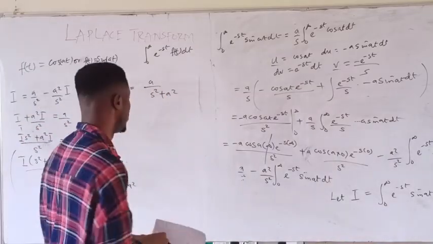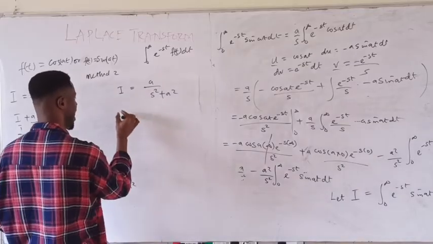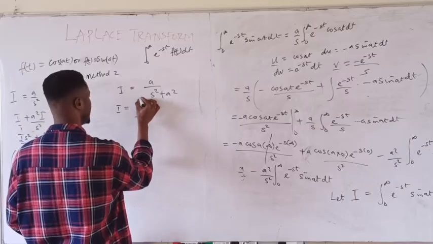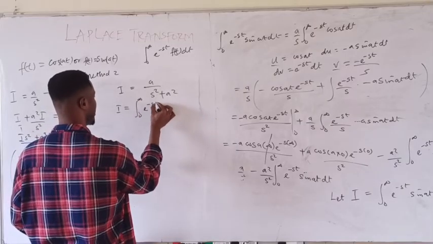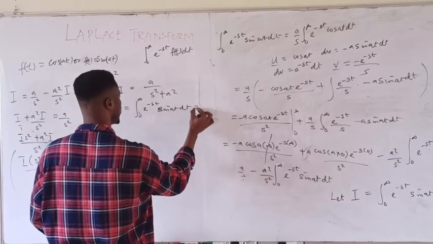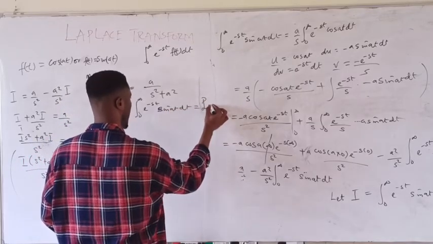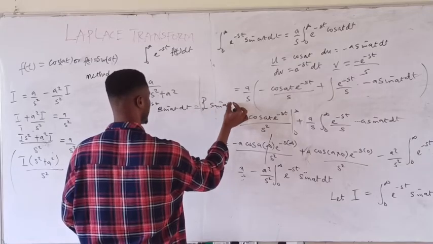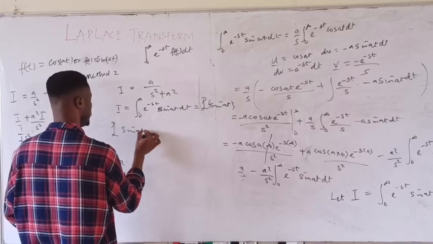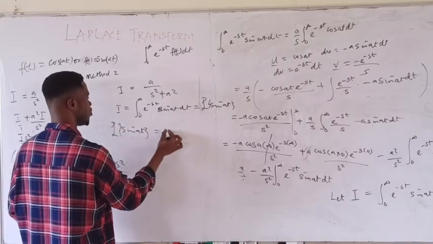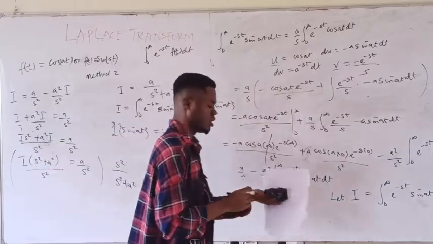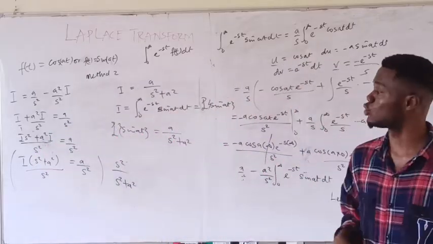So this is the value of our I. But recall that I is equal to the integral of 0 to infinity of exponential of minus st sine at dt, which of course was equal to the Laplace of sine at. Hence, the Laplace of sine at is equal to a divided by s squared plus a squared. So that is the value of the Laplace of sine at.